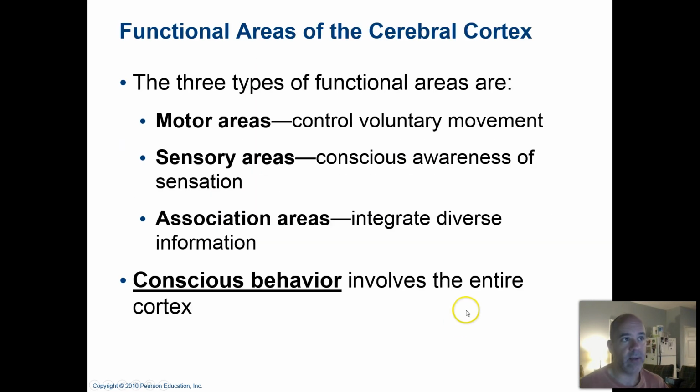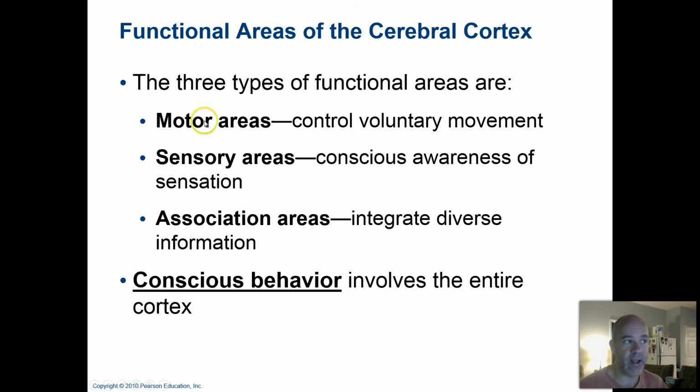All right, there are 3 major types of functional areas in the cerebral cortex. You have motor areas, which, as you might guess, control voluntary movement. So in an earlier video lecture, we talked about how you have upper motor neurons. The cell bodies of those are up here in your cerebral cortex, and they're the neurons that send signals downward to lower motor neurons, most of which are in your spinal cord. Some, though, are in the brainstem. And then the lower motor neurons are the ones that actually send action potentials out to your skeletal muscle fibers.